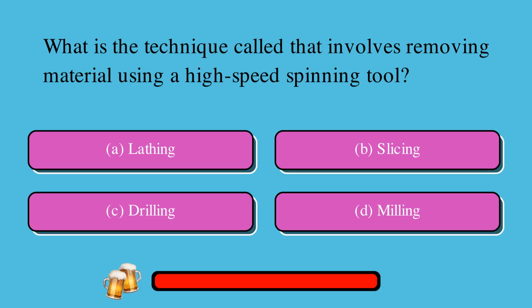What is the technique called that involves removing material using a high-speed spinning tool? Is it A, lathing, or B, slicing, or C, drilling, or D, milling? The correct answer is D, milling.